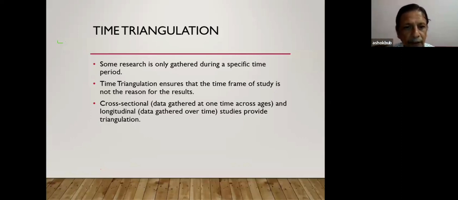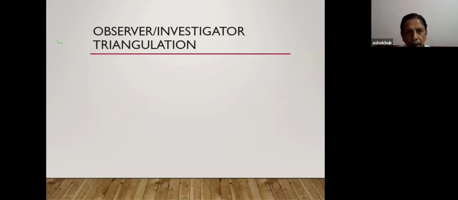Cross-sectional triangulation is another factor. Data gathered at one time across the ages, and longitudinal data gathered over time, provide triangulation. So as I said, when you talk in terms of the pandemic itself, what was the condition at the time of plague, at the time of cholera, at the time of COVID? This is where data gathered at one time across the ages is a factor that helps in triangulation. So time triangulation refers to that. Then you have observer or investigator triangulation.